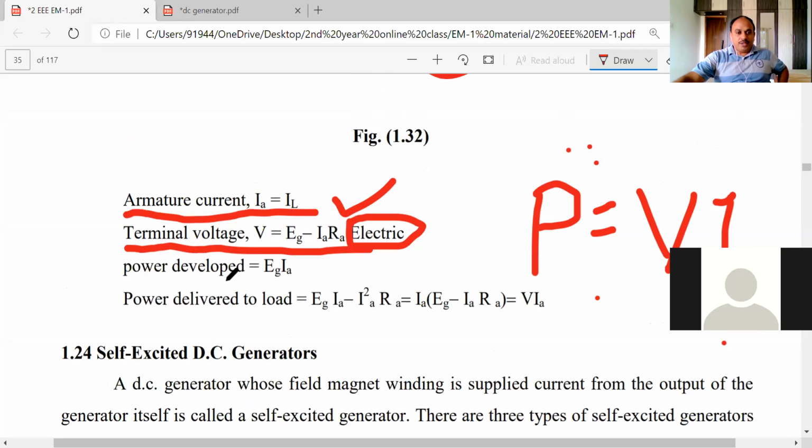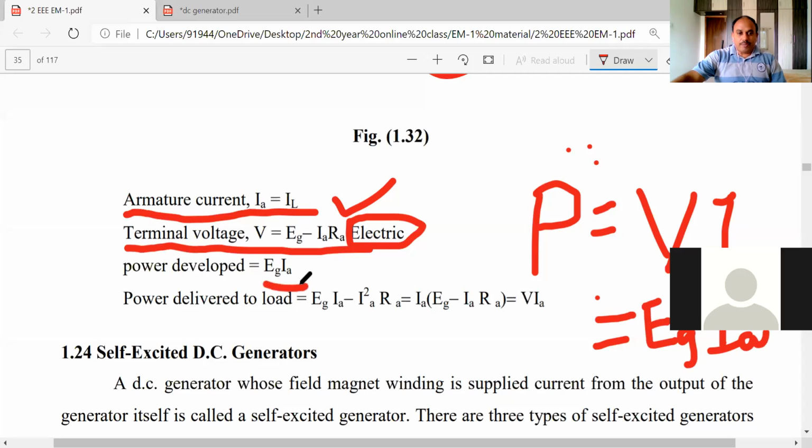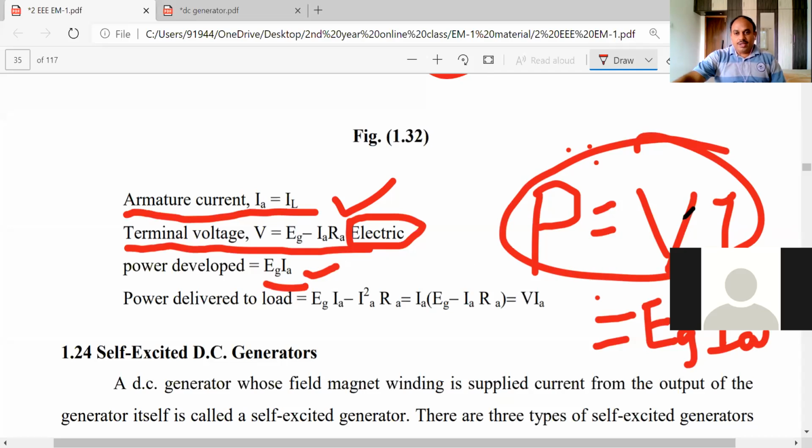Where is the power developed? In the armature circuit. What is the voltage of the armature? Eg. So power developed equals the voltage of the armature circuit, Eg, into the current through the armature circuit, Ia. Basic power formula, V into I. So power developed equals Eg Ia.